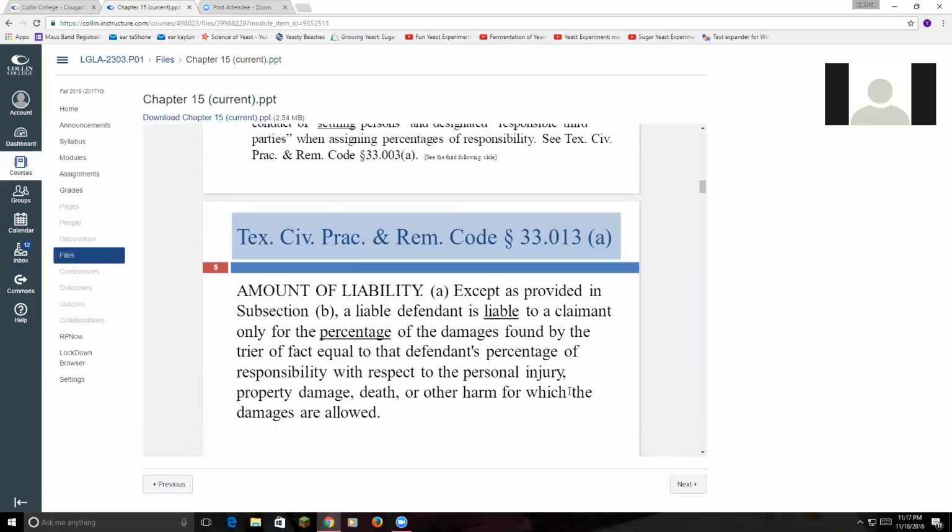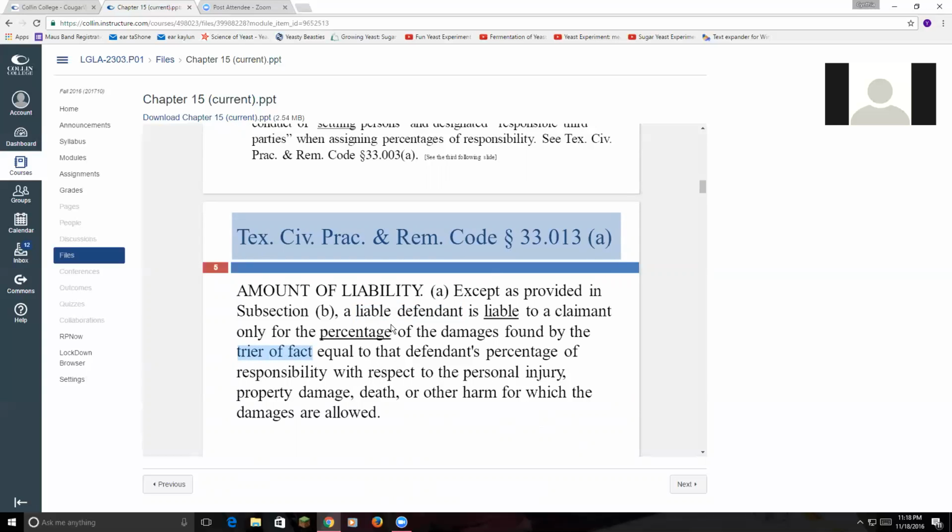Amount of liability, except as provided in subsection B, which we'll see in a second: a liable defendant, let me stop here. When we say liable defendant, this is one that the jury has found liable. That's what that means. Is liable to a claimant. Who's the claimant? Well, that would be the plaintiff. Only for the percentage of the damages found by the trier of fact. Who is this usually going to be? The jury. Could be the judge in a bench trial, though.